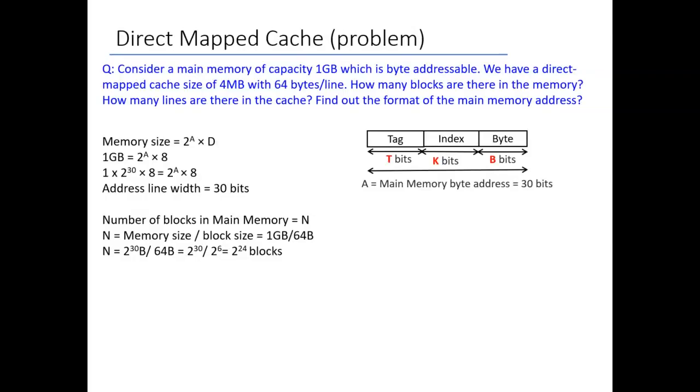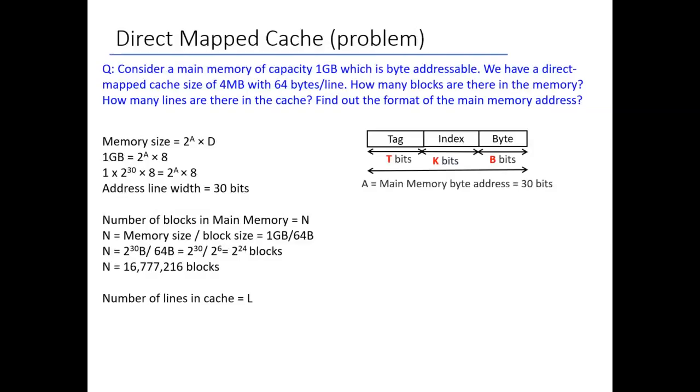Okay. How many bytes will be required? What is B now? Can anyone calculate B? B will be 6. Very good. 6, because 2 to the power 6 is 64. So it means that if you compute this, there will be 16,777,216 blocks in main memory.